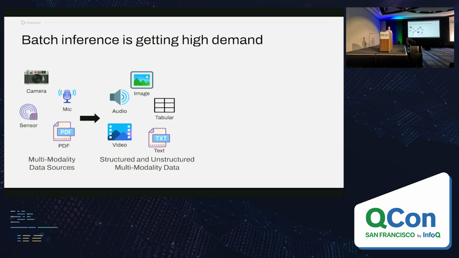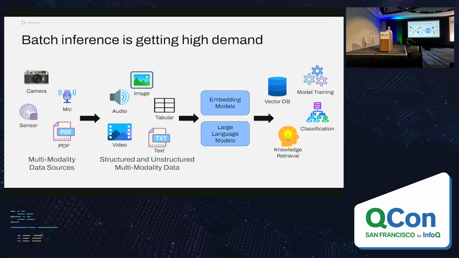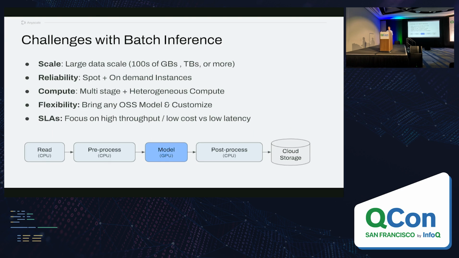In order to make that data useful for your real applications and services in production, you need either embedding models or large language models to help process it, and then you can save the results back to a vector database, used for model training, classification, or extracting knowledge from the data for various applications. So in short, while large language models are in high demand, the demand for batch inference will go even higher. That's why we want to dive into batch inference and make it more cost-effective and high throughput. But scaling out batch inference brings certain challenges.